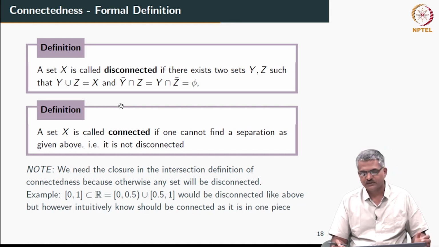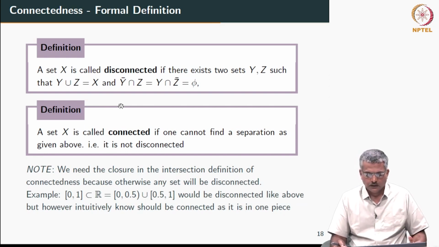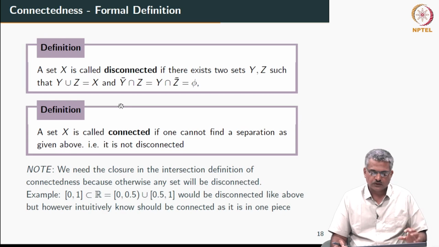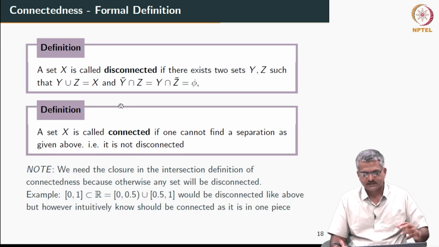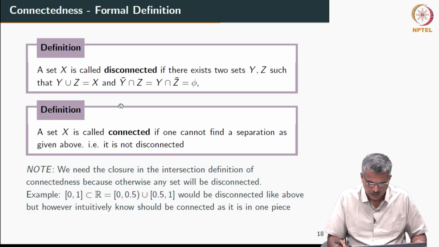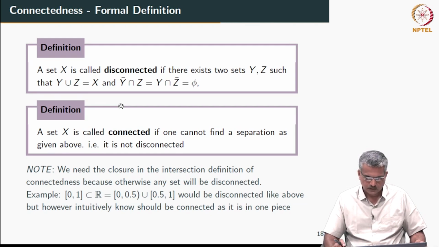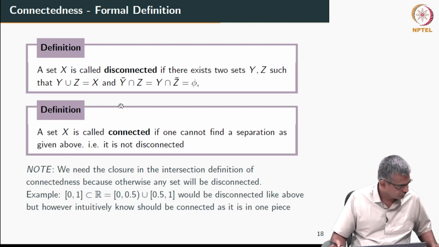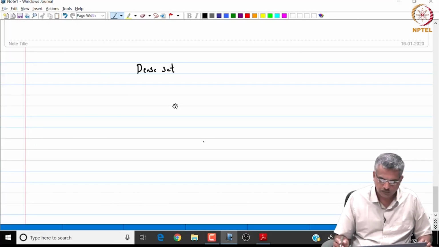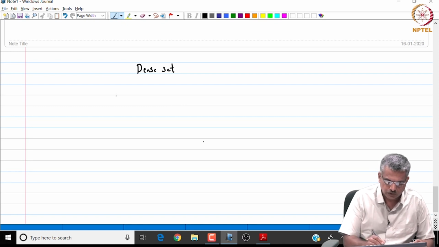Right. So, that means they do not have limit points: the set Y does not have the limit points of Z, and so also the case with the set Z. Once you have the notion of a disconnected set, we say the set X is connected if you cannot find a separation. Right. So, let us make this a little more formal. We are now talking about connected sets.